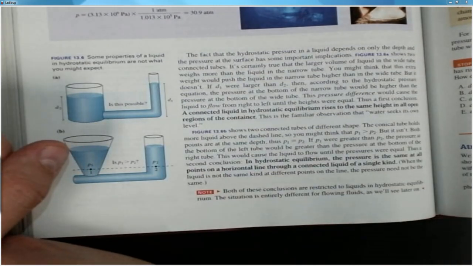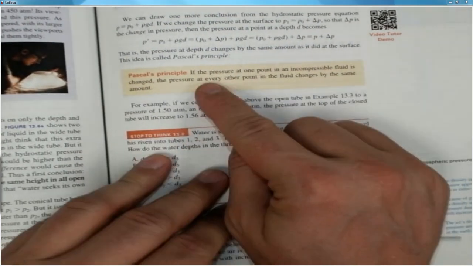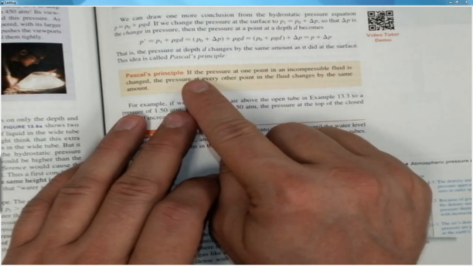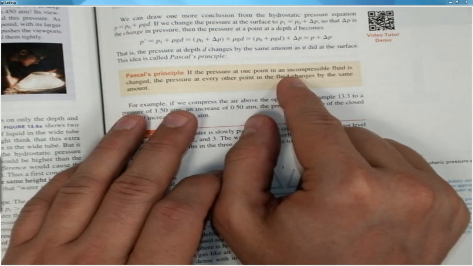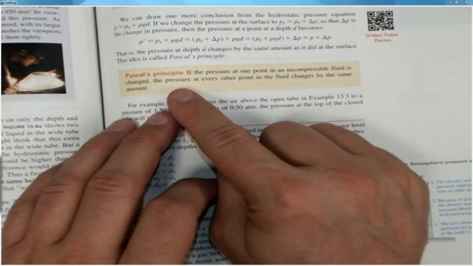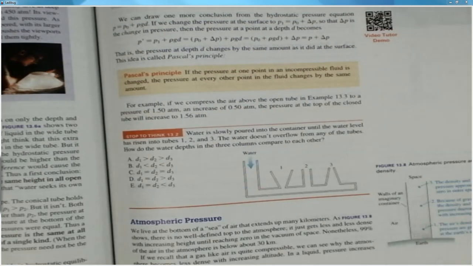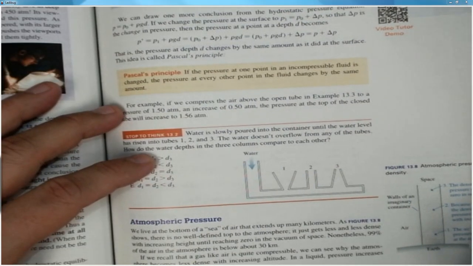All right. The last thing I need to talk to you about is Pascal's principle. We talked about Blaise Pascal last chapter. He has a principle about hydrostatics that if the pressure at one point of an incompressible fluid is changed, the pressure at every other point in the fluid changes by the same amount. Okay, that's all I had for you today. I think, I guess not.